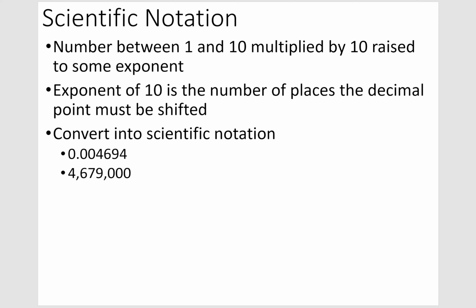Okay, so for example, if I've got 0.004694, I want to move that decimal point so that I have a number between 1 and 10. So it's going to be 4.694. What I'm essentially doing here is I've got that decimal point, and I move it until I get it right there. Now, this is a small number, right? I'm moving that decimal point from 4.694 to the left, 1, 2, 3, as shown right here. So that's going to be times 10 to the minus 3, which will be 0.004694.